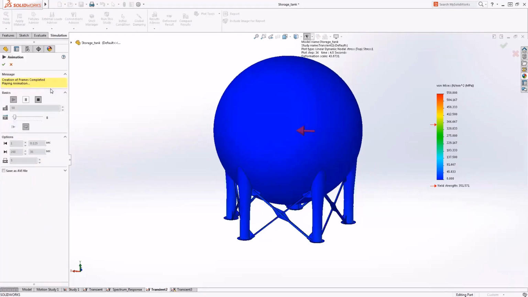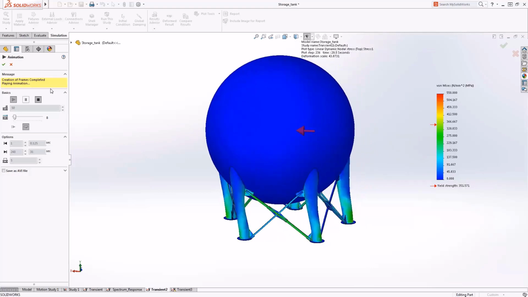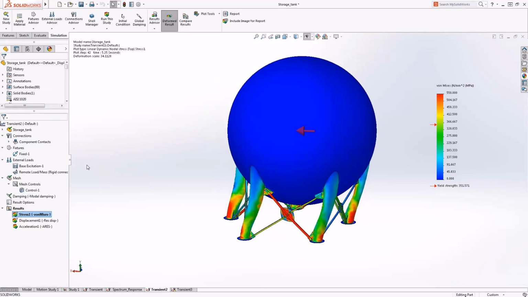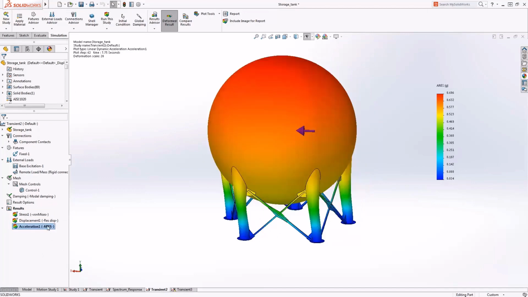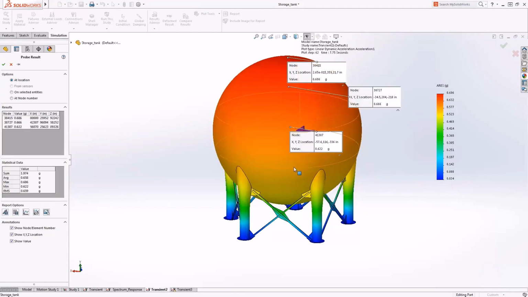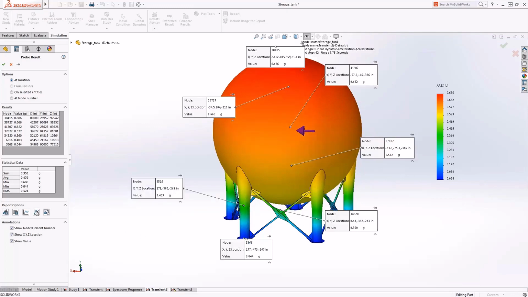The wealth of results SOLIDWORKS Simulation Premium provides offer great insight into the structure's performance and loading, allowing you to fully interrogate the design, identify problem areas, and quickly develop solutions and validate their effectiveness. If vibration is an important design criteria or a required validation for your product, SOLIDWORKS Simulation Premium is the right tool for your design process.